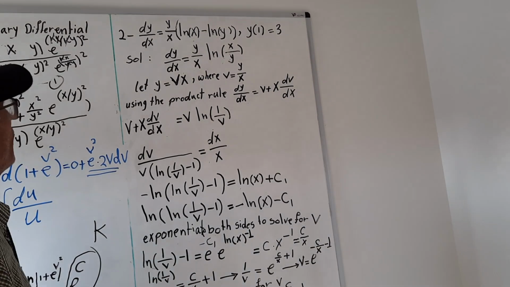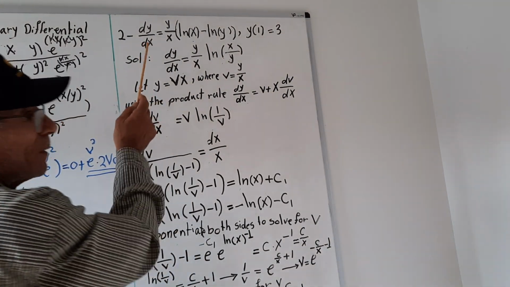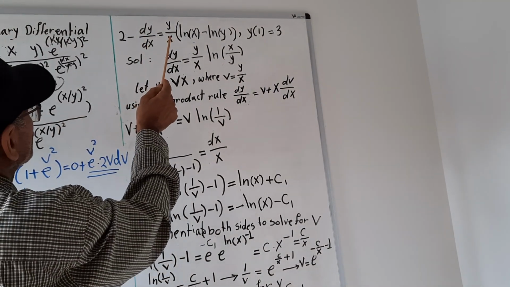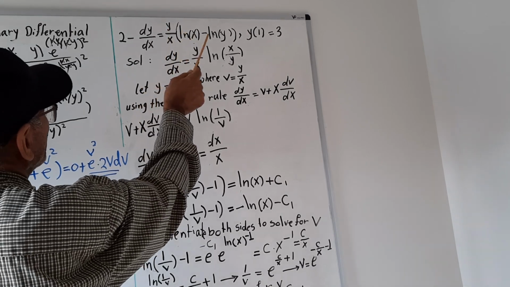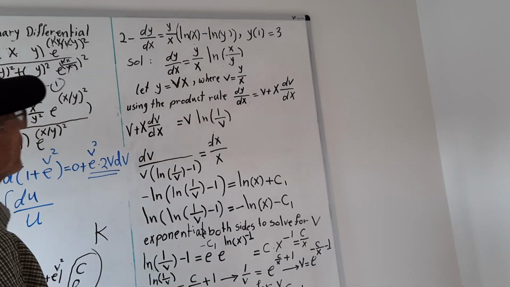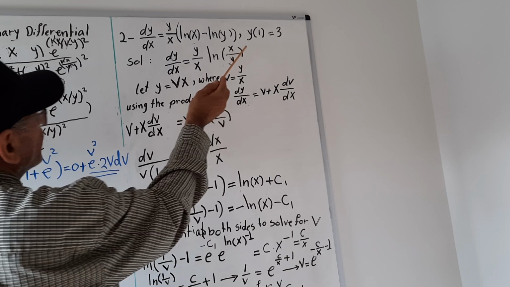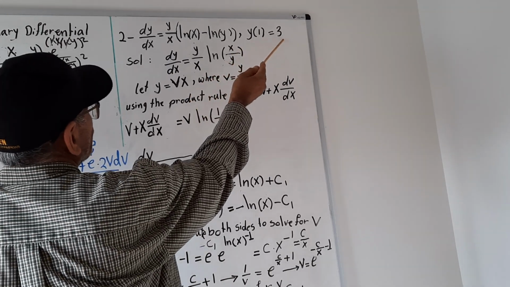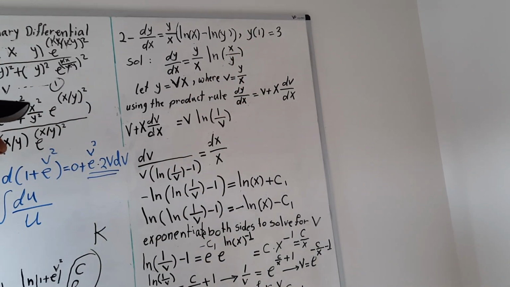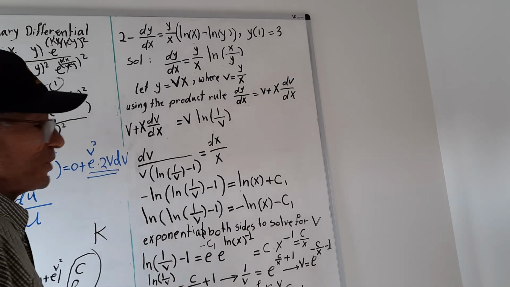The second example, this one, dy over dx equals y over x times ln x minus ln y. And this is our initial condition, y equals 3 at x equals 1. This example is an application because there is an initial condition.